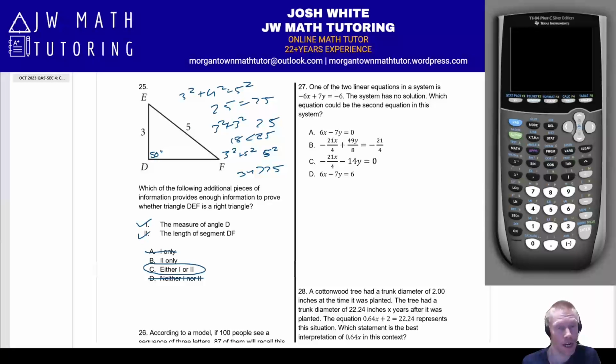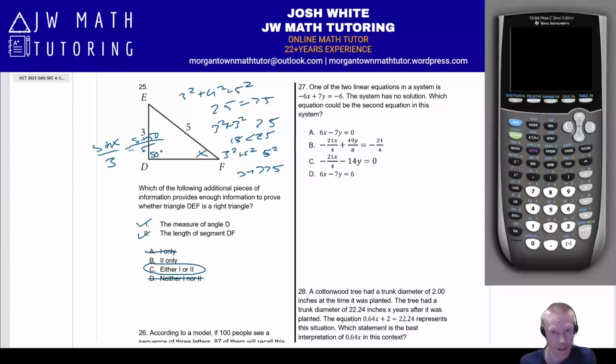But the only way that I could figure out how you would do it is technically using the law of sines. So for example, if you were given this angle as 50 degrees, you could set up the law of sines to find out what this angle is. Basically sine x over 3 equals sine 50 over 5. And then go ahead and calculate that. And then once you get the value for x, if it's 90 degrees, okay, it's a right triangle.